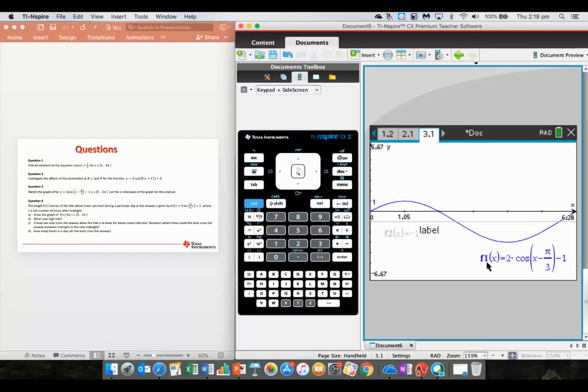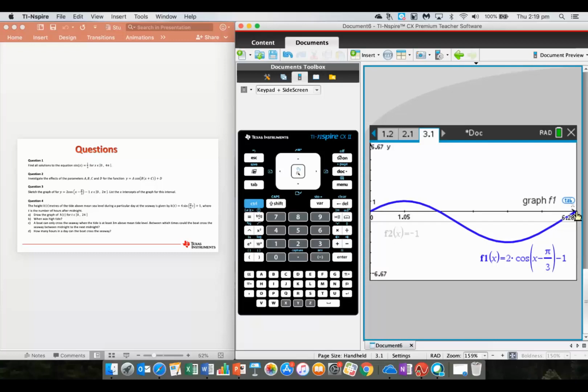So there we go. I can see that my graph crosses over at pi on 3. So 2 pi on 3 is the first x-intercept. 3 pi on 3, 4 pi on 3, 5 pi on 3, 6 pi on 3, which is 2 pi, is the second x-intercept.